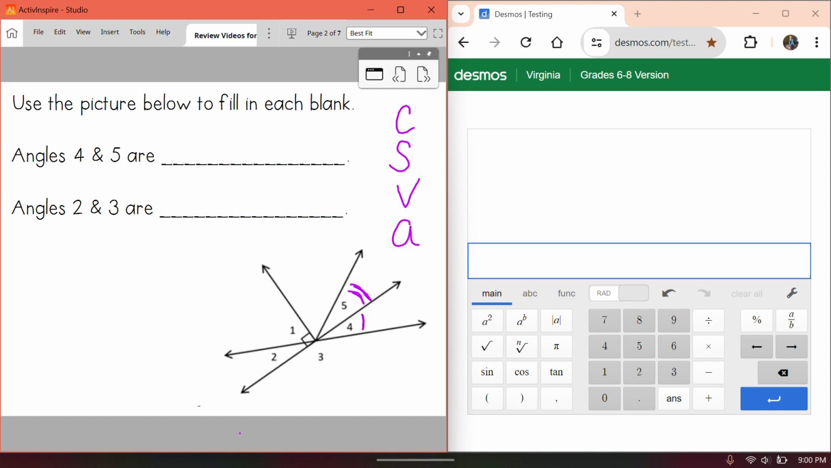I know they are not supplementary because they do not make a straight line. I know that they are not vertical because they're not across from each other. So that means that 4 and 5 are just adjacent angles. And adjacent means that they share this one line in the middle and that they are right next to each other.